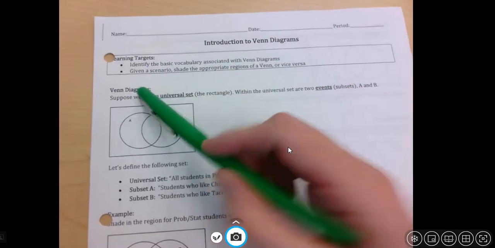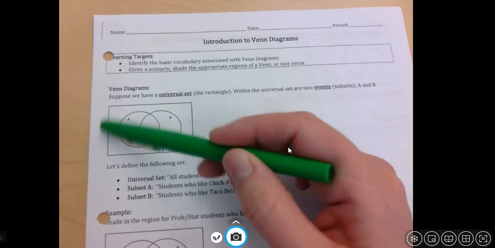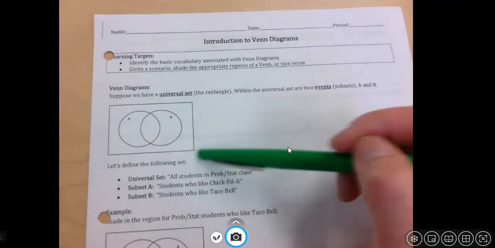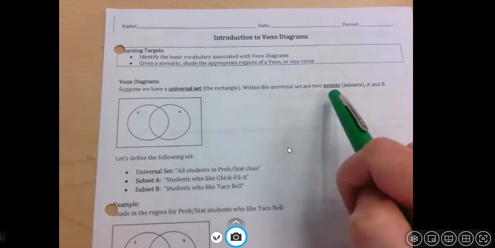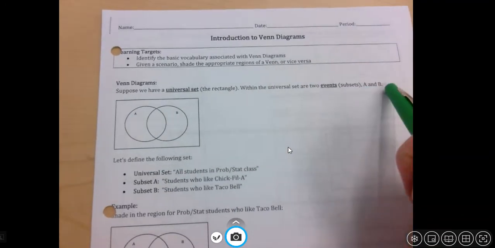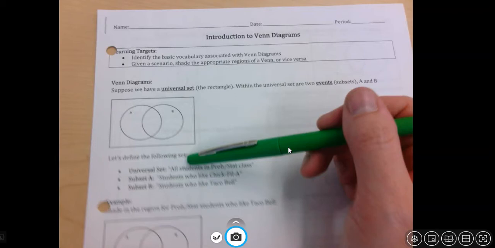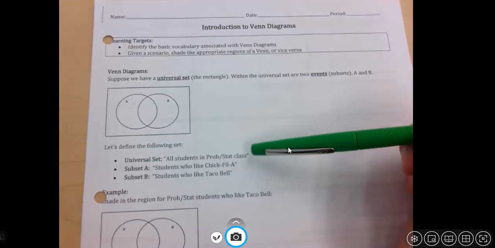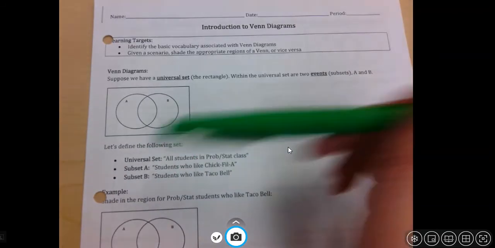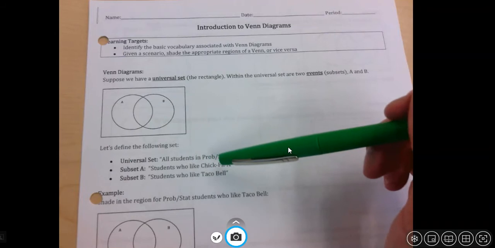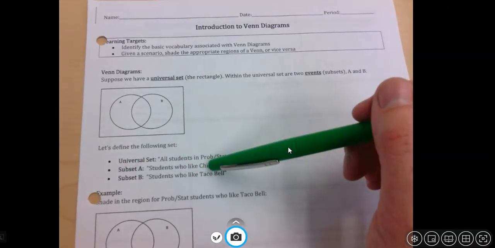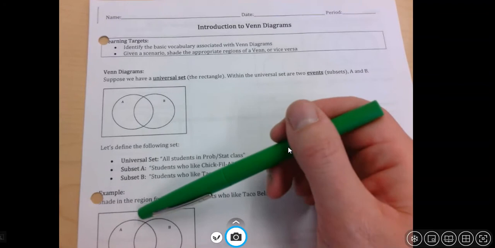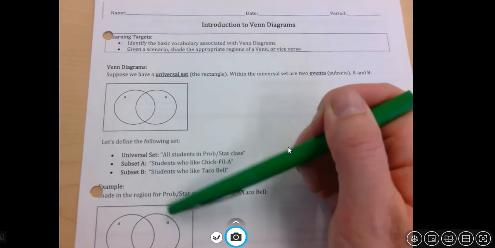So in the Venn diagram, we have a universal set that represents all the possibilities, and that would be everything in the rectangle. Within the universal set are the two events A and B. So in this case, they're saying the universal set would be all students in ProbStat class. Subset A would be students who like Chick-fil-A. Subset B would be students who like Taco Bell. And then if you don't like either, you would be out here.